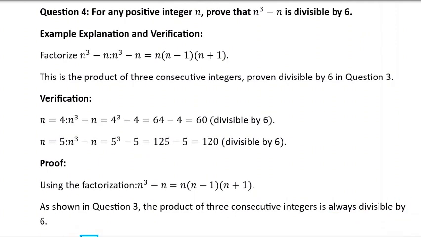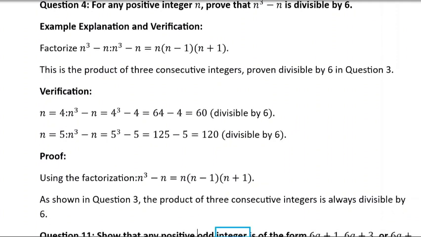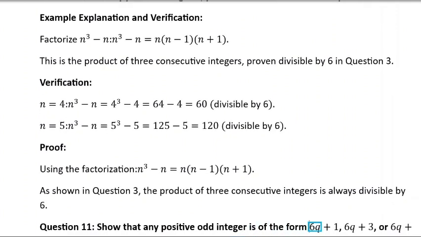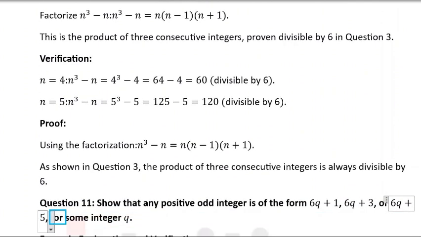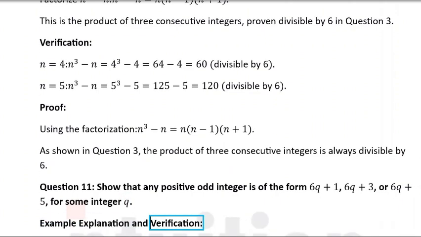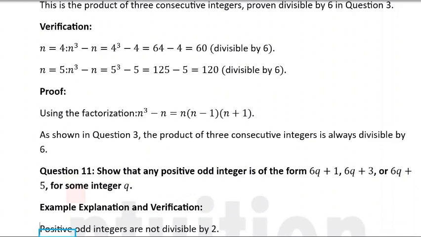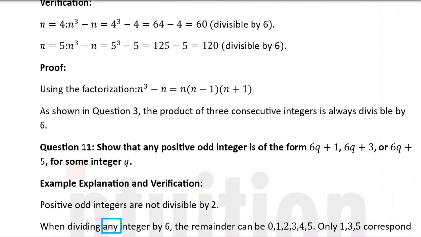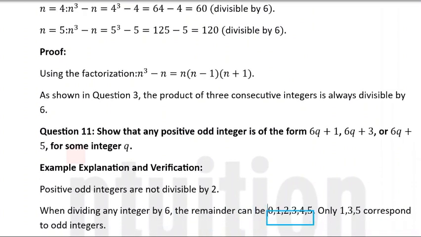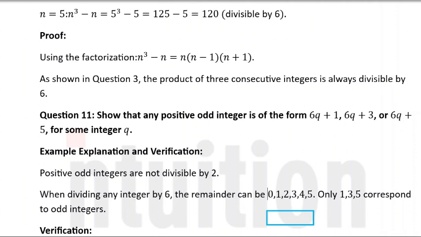Question 11. Show that any positive odd integer is of the form 6q plus 1, 6q plus 3, or 6q plus 5, for some integer q. Example, explanation and verification. Positive odd integers are not divisible by 2. When dividing any integer by 6, the remainder can be 0, 1, 2, 3, 4, 5. Only 1, 3, 5 correspond to odd integers.